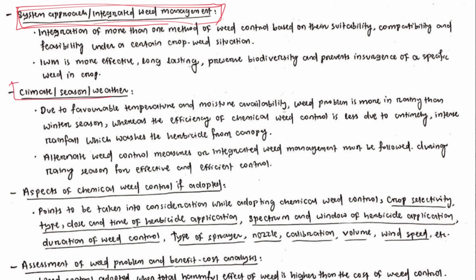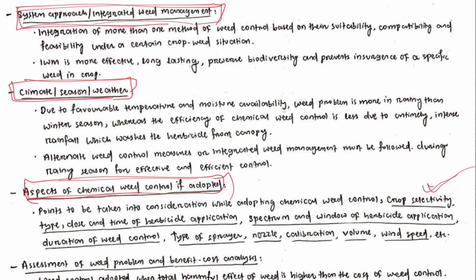Then climate, season and weather. What type of climate is prevalent in the locality where we are suggesting the weed control measure? If the rainfall or precipitation is high, accordingly we should plan our weed control method. If the temperature is very low, then the weed control measure will be different.